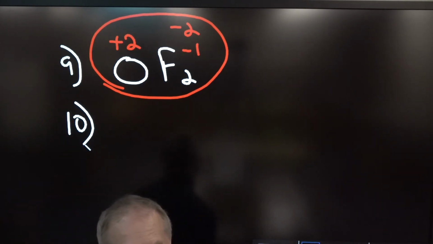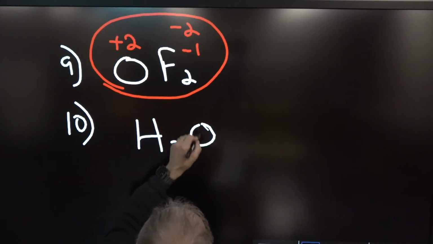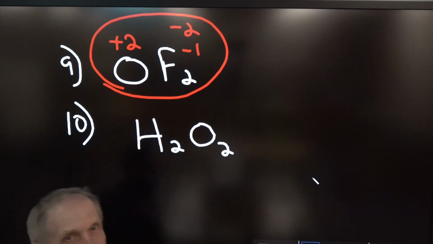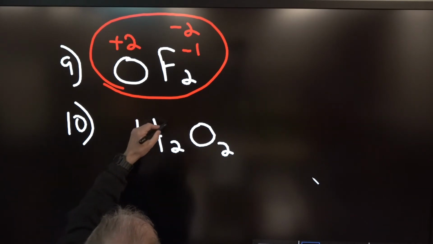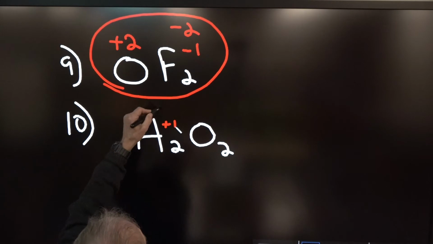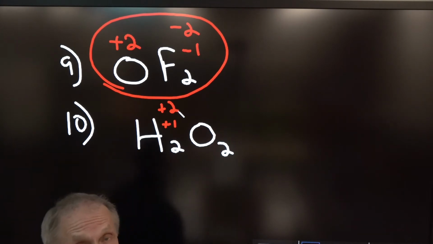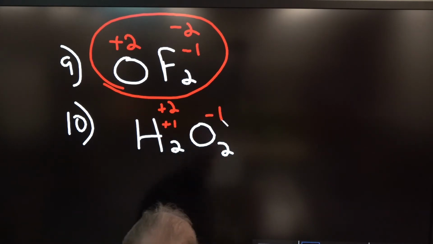Number 10, H2O2. Once again, this is way different. And I don't really like to give my students this on a test because it's so weird. So I know that H is a plus 1 and its total is a plus 2. So how can 2 oxygens, they have to be a total of minus 2 to equal 0. So that means each oxygen has to be a minus 1.